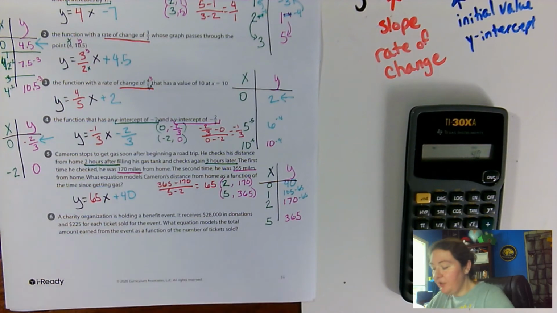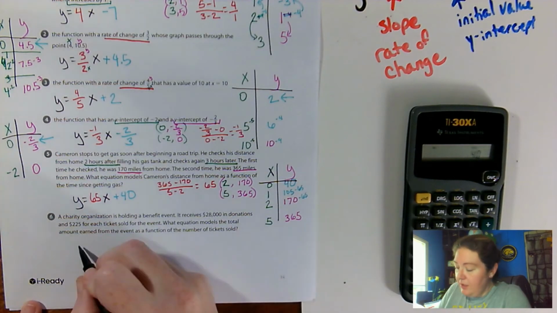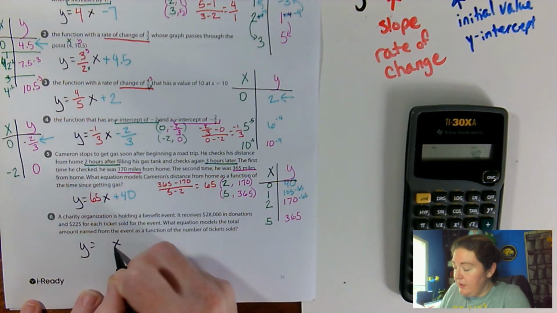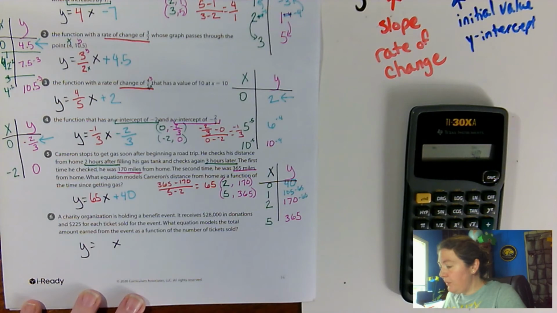A charity organization is holding a benefit. It receives $28,000 in donations and $225 for each ticket sold at the event. What equation models the total amount earned from the event as a function of the number of tickets sold? So again, I'm working to make this equation. This problem helps me out quite a bit.